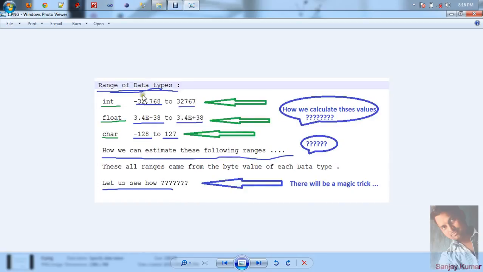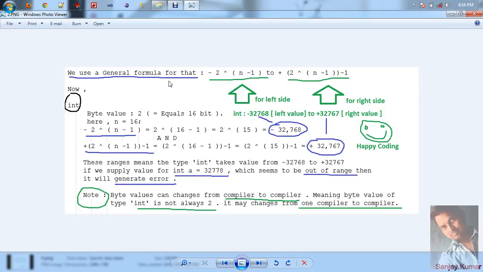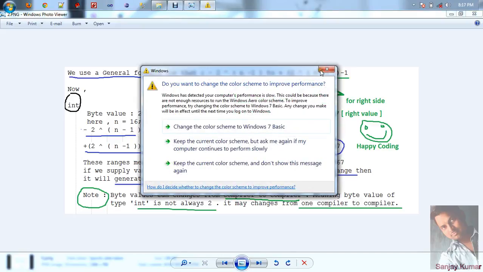For calculating the negative range to the positive range, there is a general formula which you have to memorize to calculate each and every range. And what is the general formula? The general formula is this. This is the negative range, meaning -32768 can be calculated from this: -2 to the power n minus 1. This is the negative range. And 2 to the power n minus 1, whole value minus 1, this is the positive range.